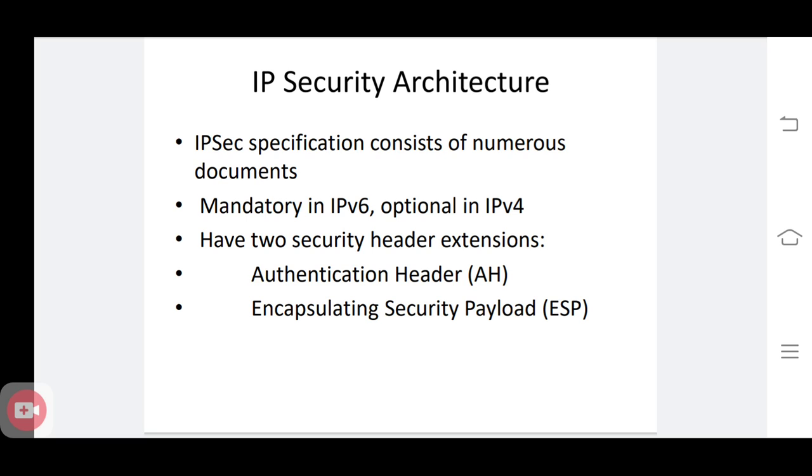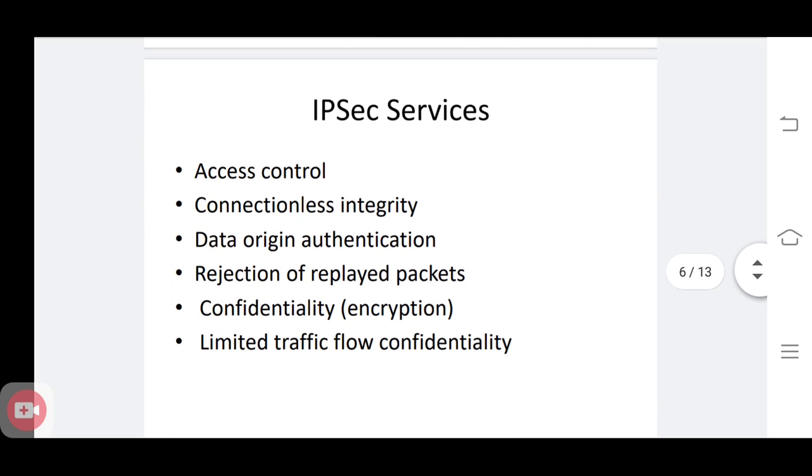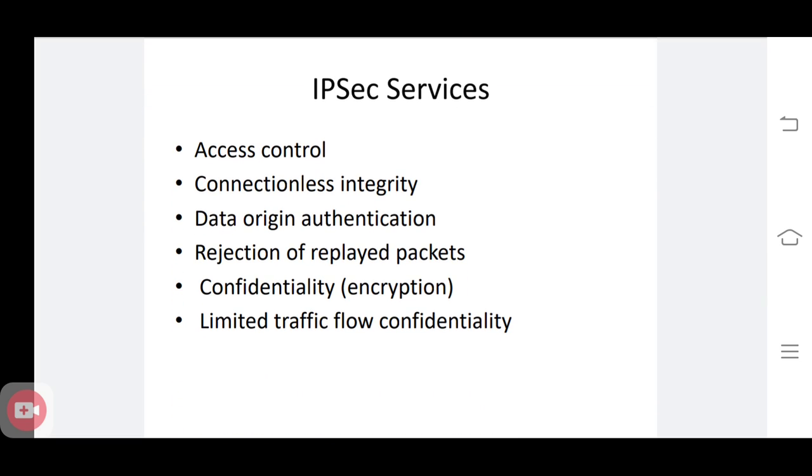Okay. So a large number of IPsec documents are contained within the IPsec security architecture, and they are mandatory in IPv6, but optional in IPv4. For this architecture, we have two security header extensions, that is the authentication header and the encapsulating security payload. They will be attached to the data or payload. So there are two types of headers in IP security: the authentication header and the encapsulating security payload, ESP.